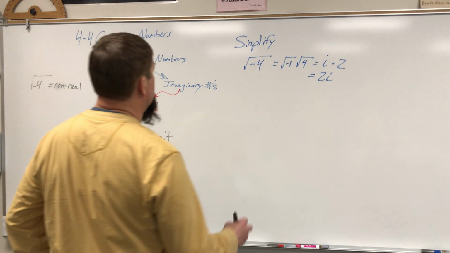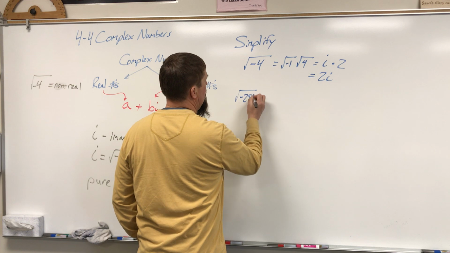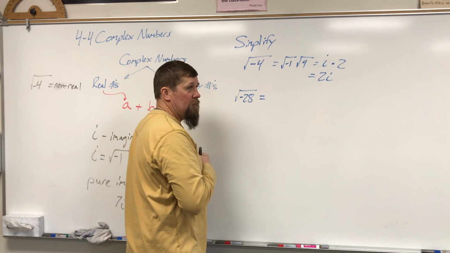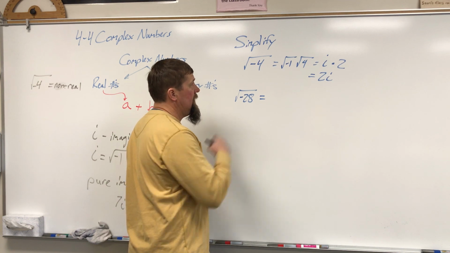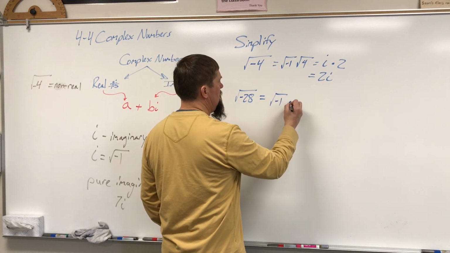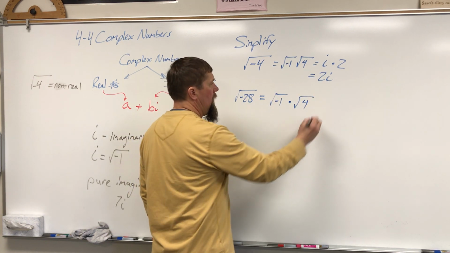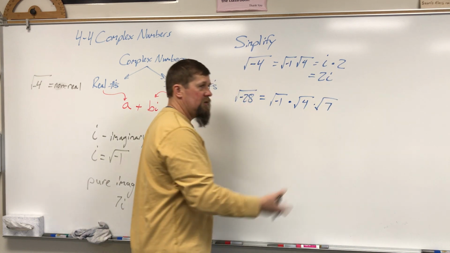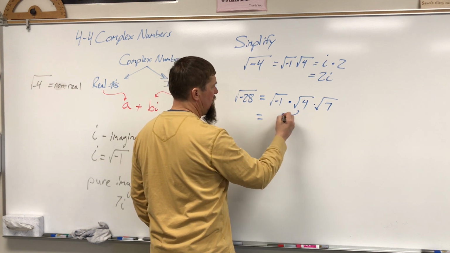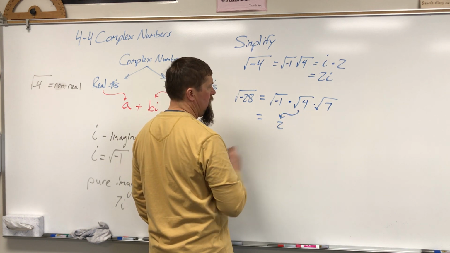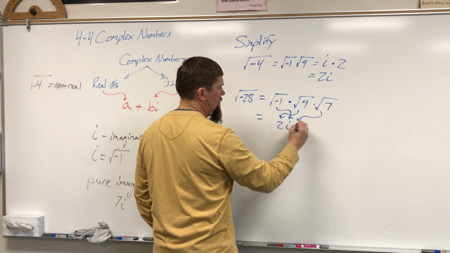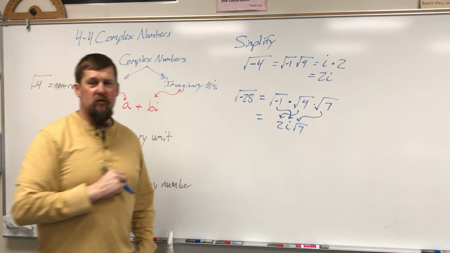Now, let's go with the square root of -28. If we were to simplify this one, anytime there is a negative underneath the square root sign, it's going to come out as i, because it's the square root of -1, in this case the square root of 4, times the square root of 7. So we're using the product property of roots to break it up, and then of course this is 2, this is i, and the radical is last, so 2i square root of 7.